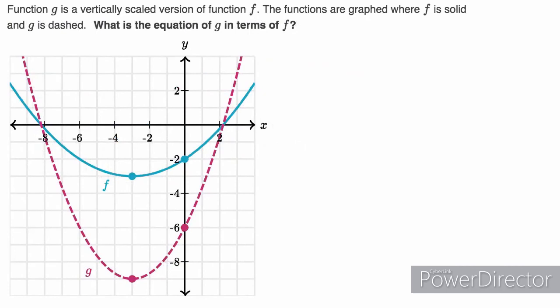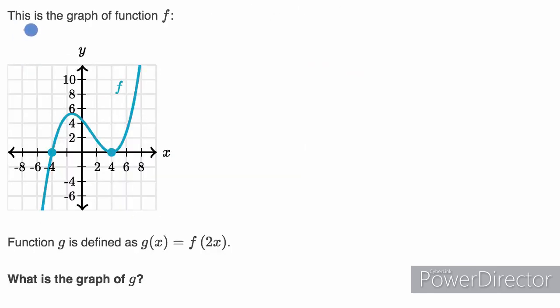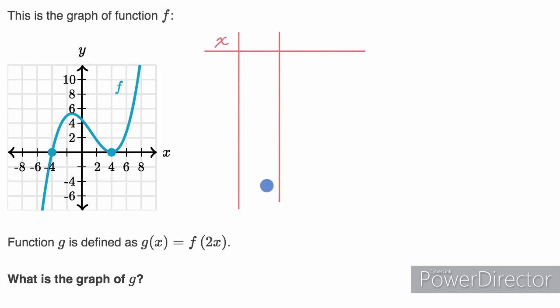So here we are told this is the graph of function f, fair enough. Function g is defined as g of x is equal to f of 2x. What is the graph of g? So pause this video and try to figure that out on your own. All right, now let's work through this. And the way I will think about it, I'll set up a little table here, and I'll have an x column, and then I'll have a g of x column, and of course g of x is equal to f of 2x.